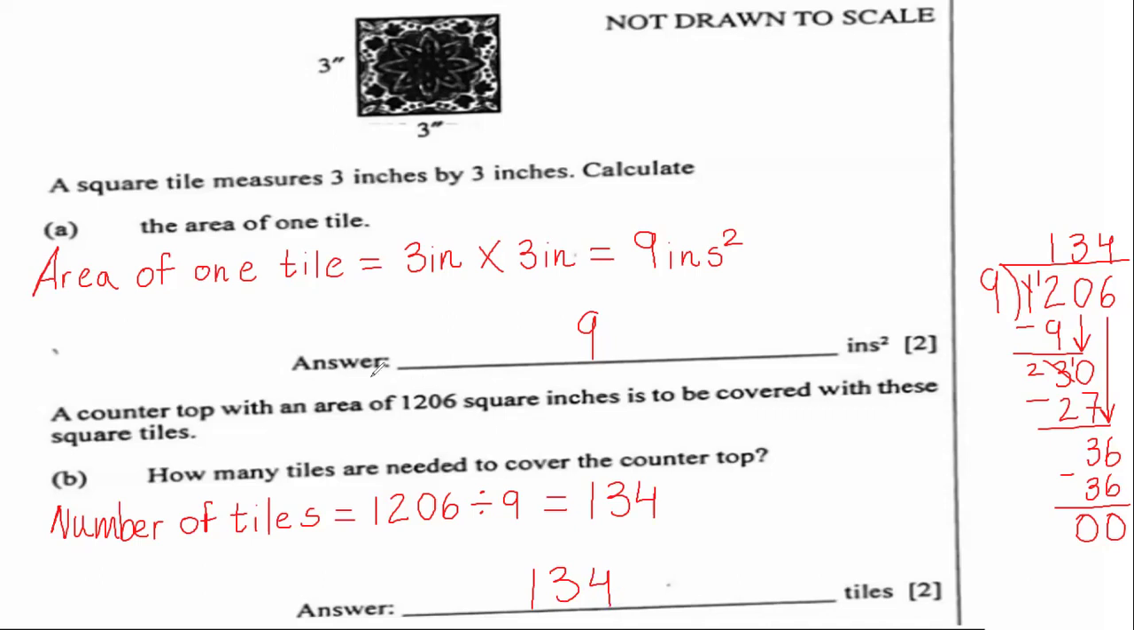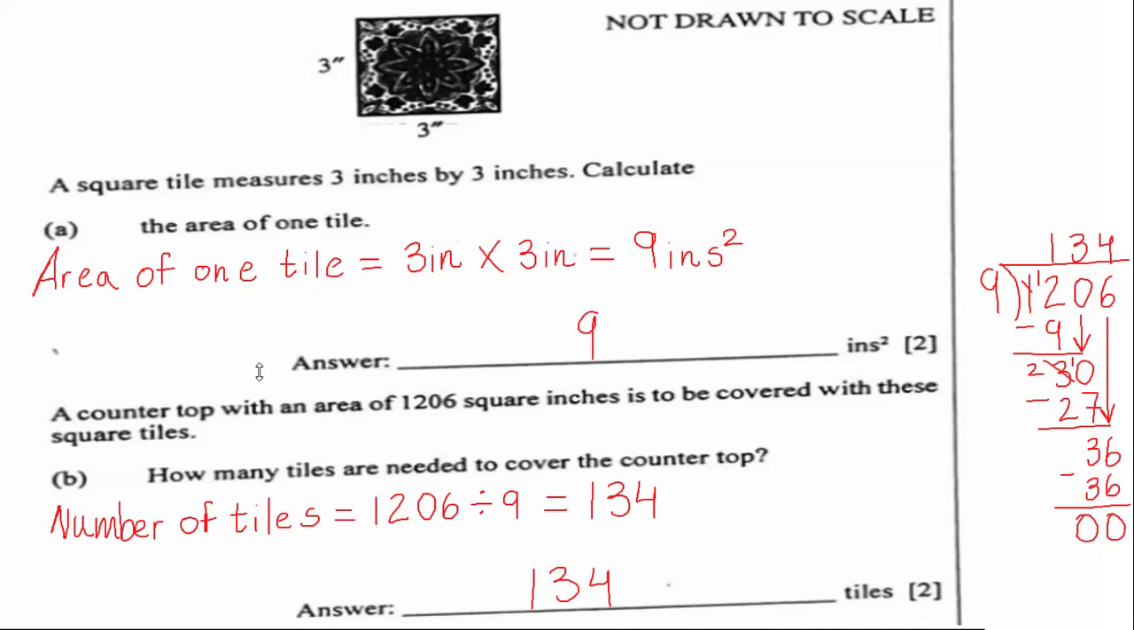So what we did in order to find out the number of tiles, we divided 1,206 by 9, and that gave us 134. 134 is the number of tiles that we need because we know that one tile covers an area of 9 inches squared. And we have a total area of 1,206 square inches, and we want to cover that particular space using the tiles that we have. We just divided by 9. All right. Let me know if y'all understand how I got this particular answer.